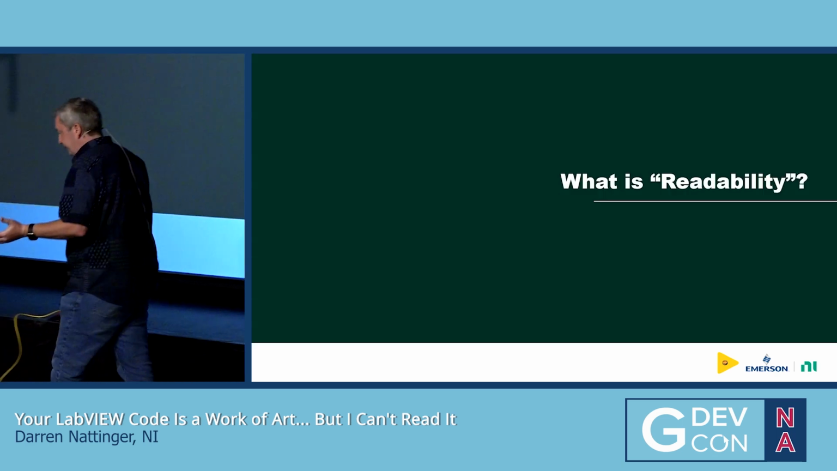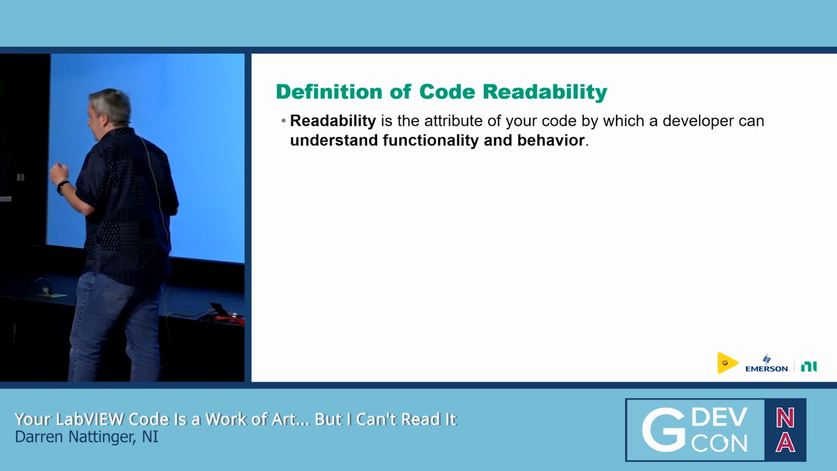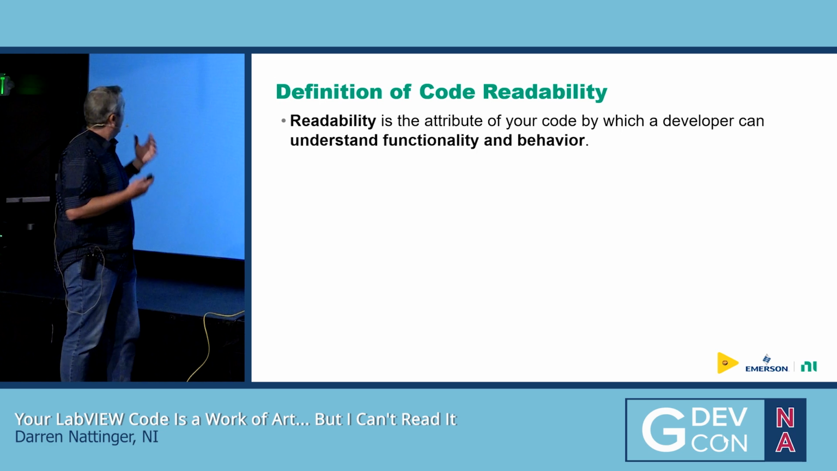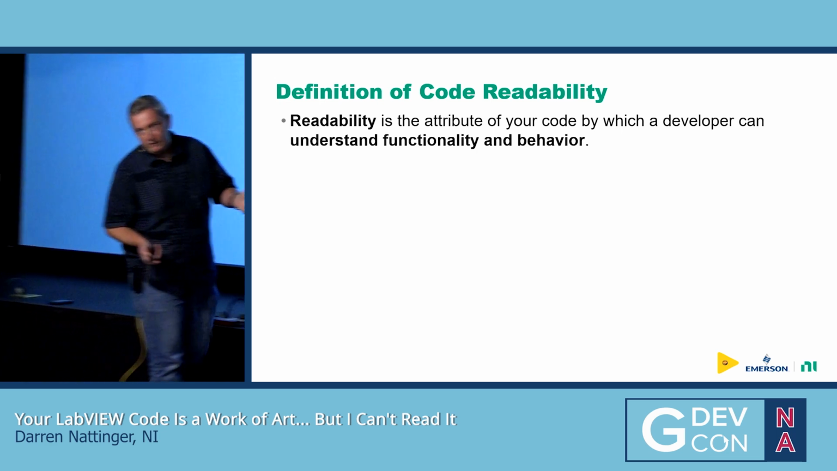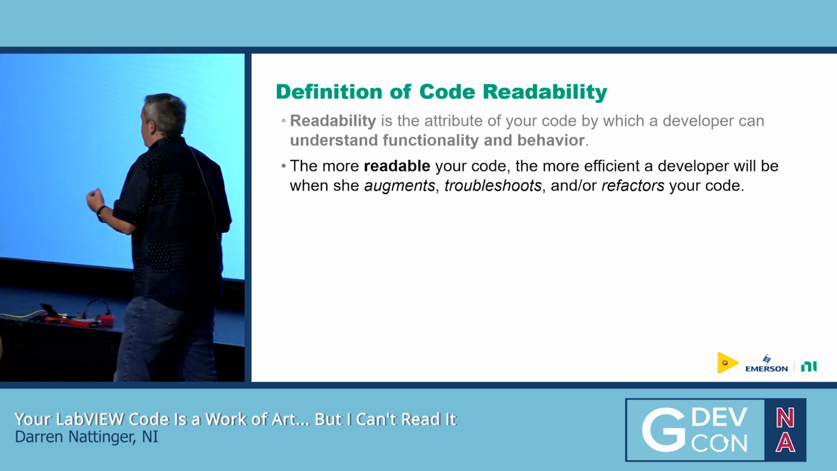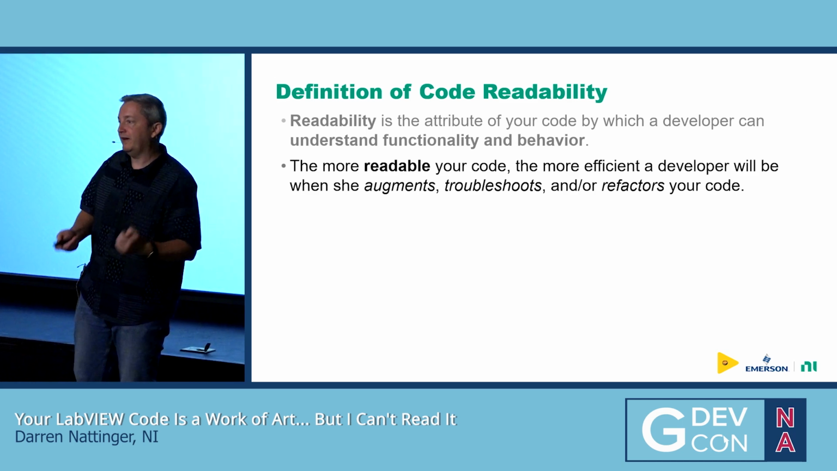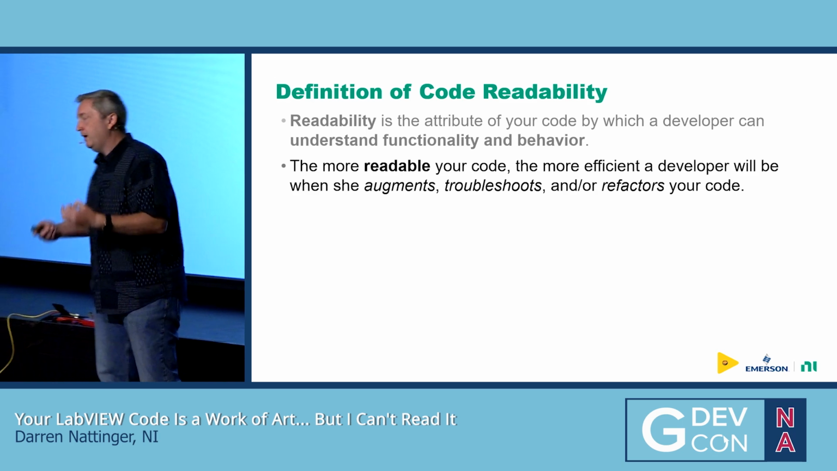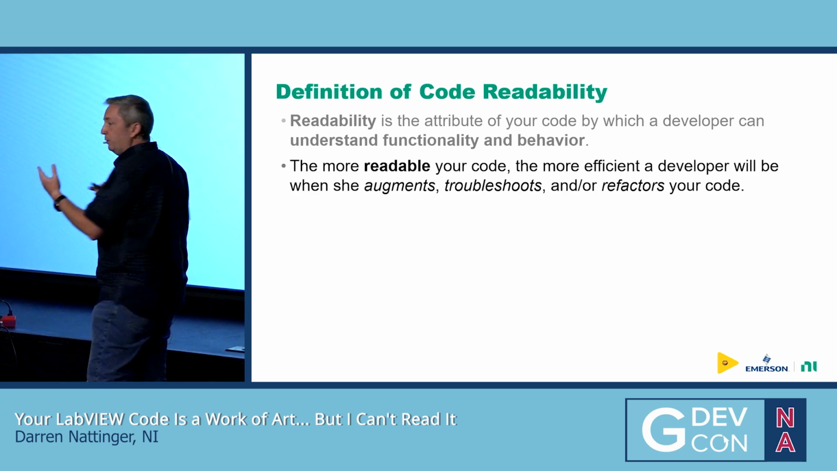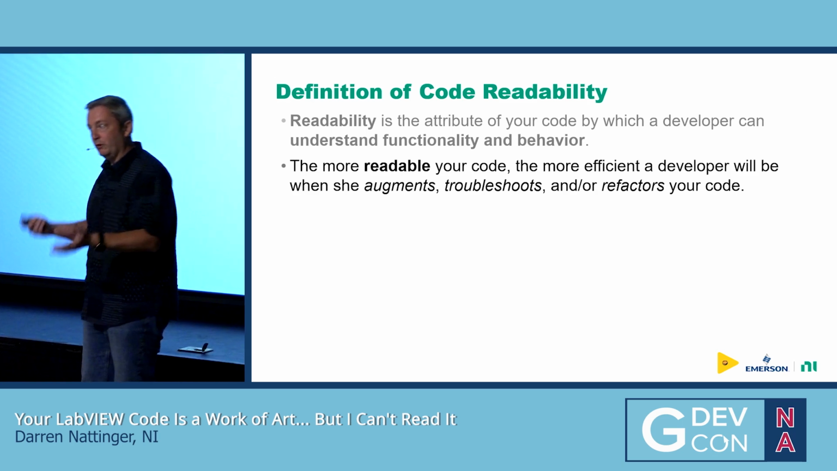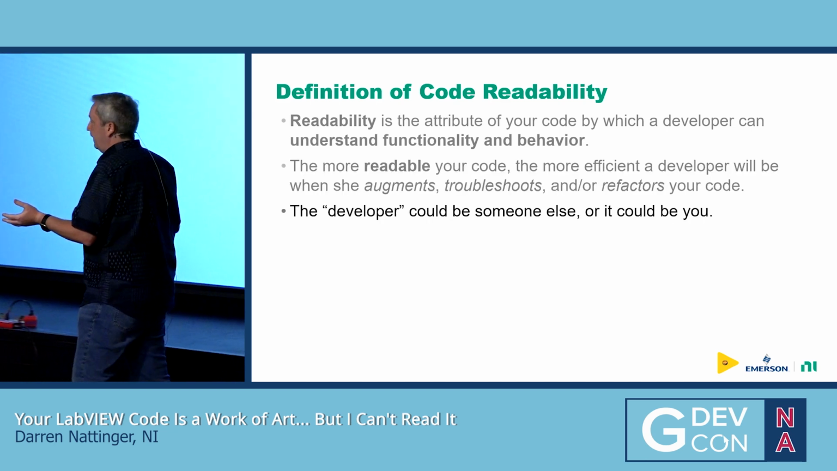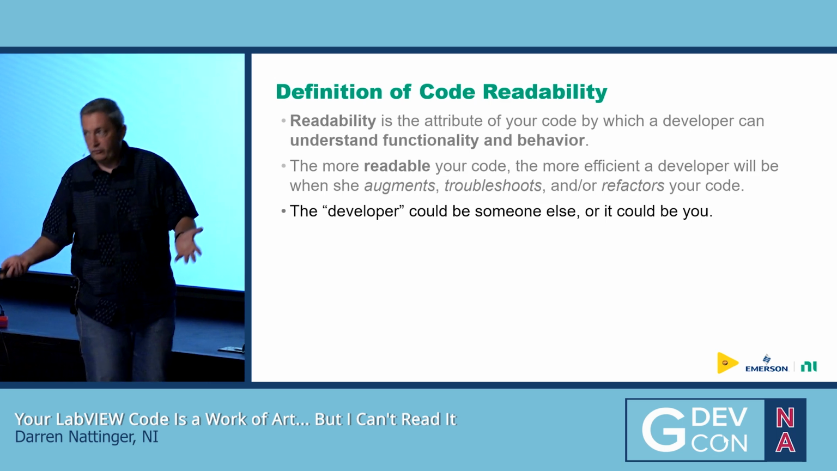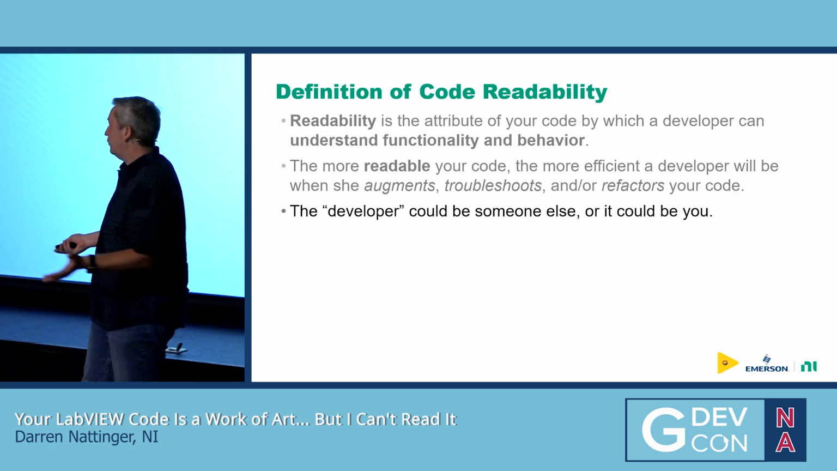Now, what is readability? Readability is the attribute of your code by which you can understand its functionality and its behavior. Now, when you have readable code and a developer encounters your code, she is going to be as efficient as possible the more that the code is readable and she needs to augment the code or troubleshoot the code or refactor the code. Now, this developer could be any LabVIEW programmer. Oftentimes it is you, but it could be someone else encountering your code.